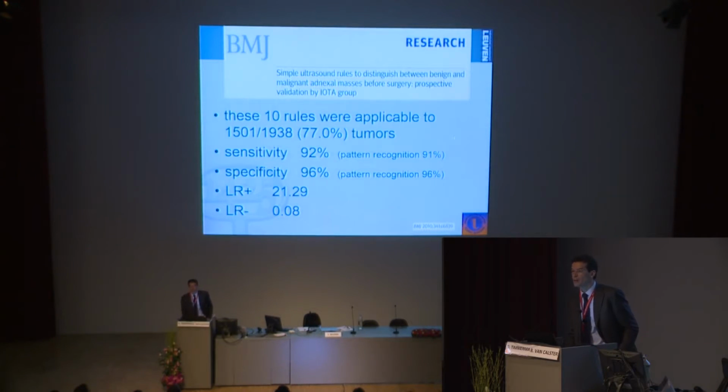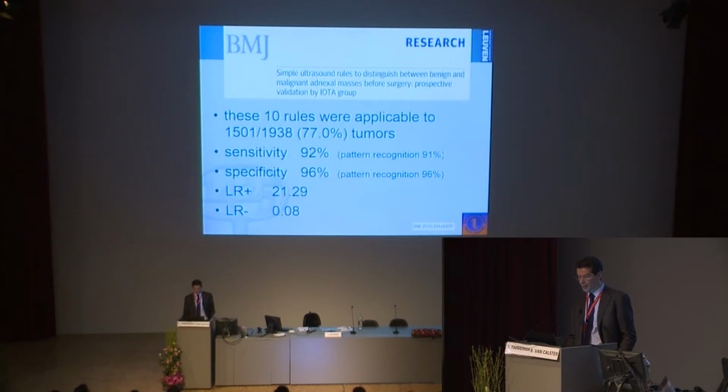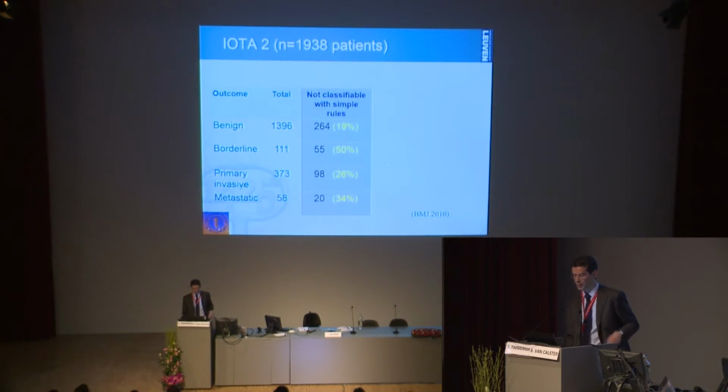If we combine these and we tested them, and this was the publication in the BMJ based on IOTA 2, then it proved that these 10 features, this is not rules of course, this is wrong, these are 10 features, were applicable in 77% of the tumors, or the rules were applicable. Sensitivity is 92%, specificity is 96%, so you can pretty well rule out malignancy.